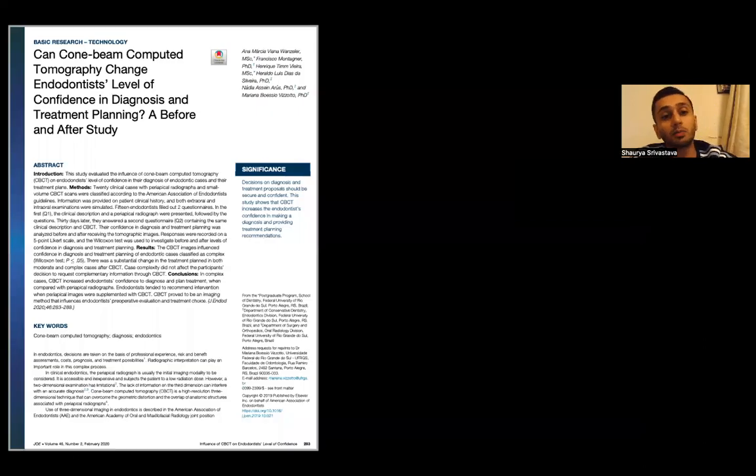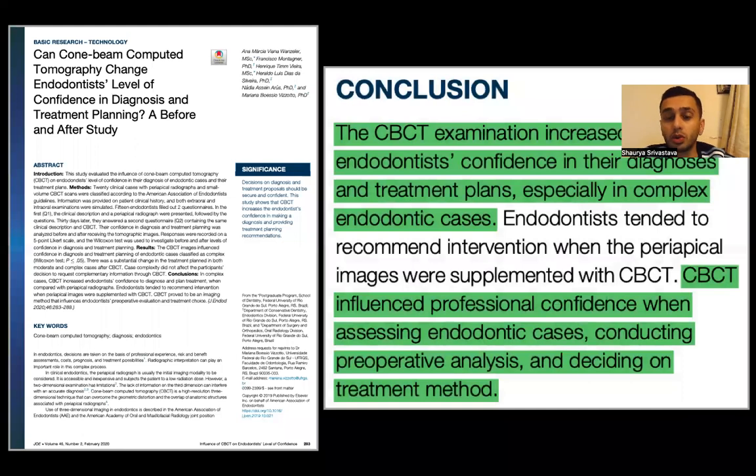And this is another good paper about assessing the confidence of specialists as well as trainees with and without CBCTs, and the conclusion was very obvious: all these clinicians felt much more confident in terms of treatment plans, especially in complex endodontic cases, when they looked at CBCTs as opposed to not.